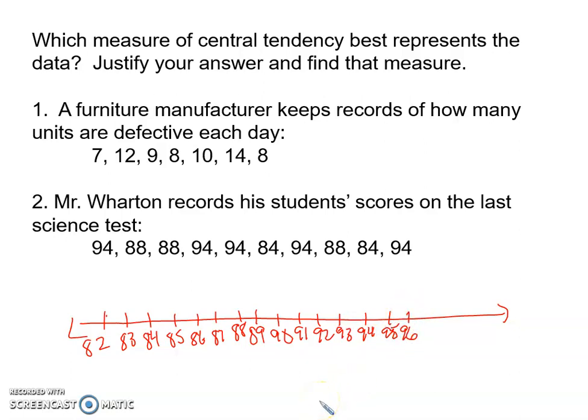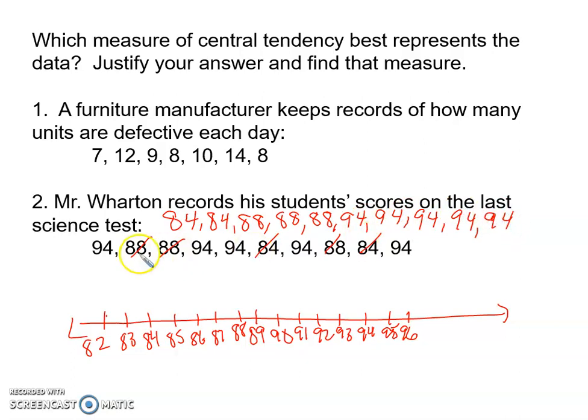Okay, so I'm going to put my numbers in order again from small to large, and I'm going to kind of tick them off as I go so I can keep up with what I've used. Okay, so I had 2 at 84, and the next lowest number is 88, and I've got 3 of those, and then the rest of my numbers are 94. Okay, and I have 1, 2, 3, 4, 5 of those.